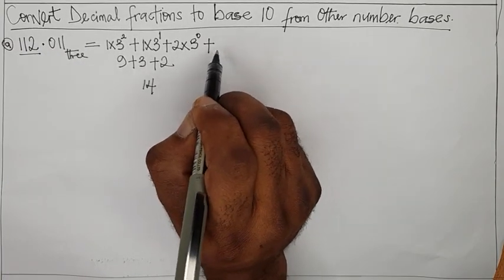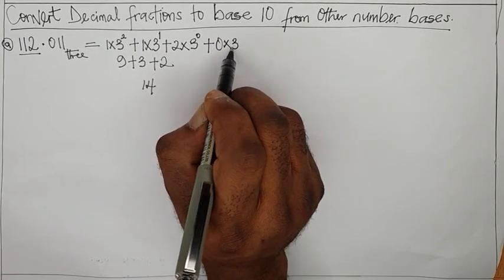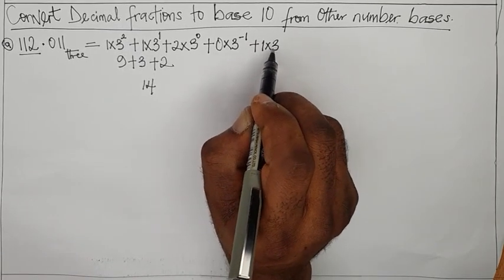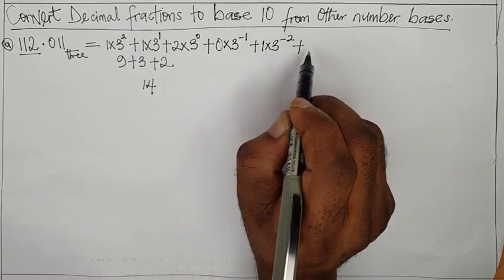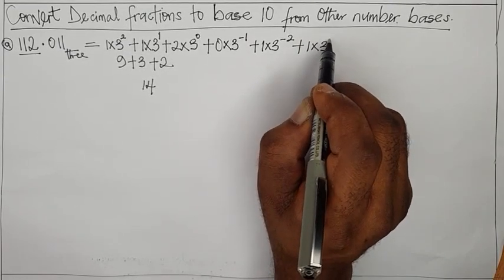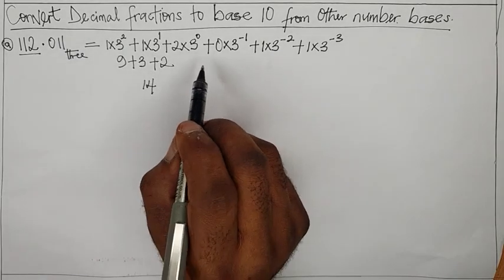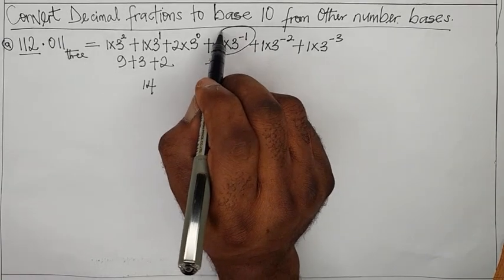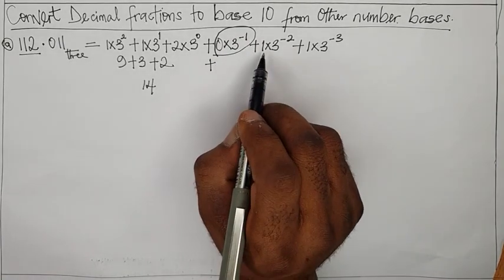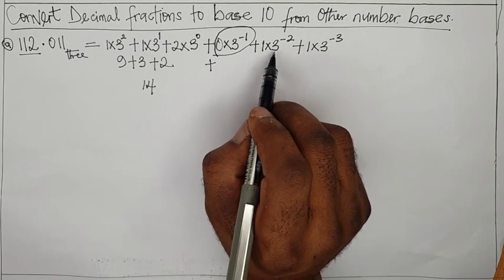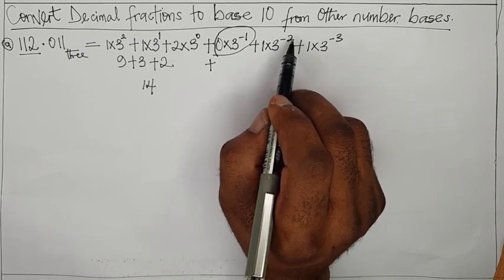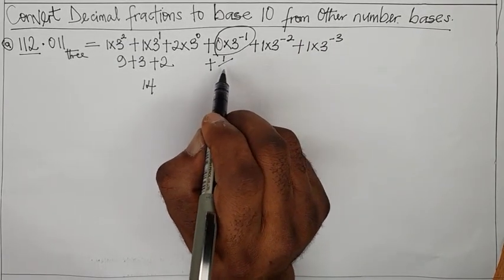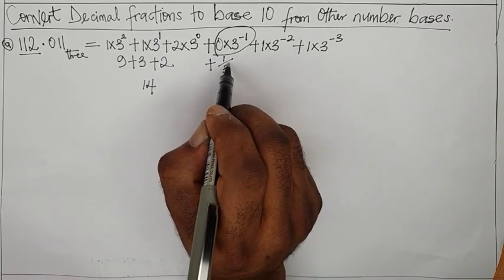So our addition continues as 0 times 3 to the power of negative 1. Add 1 times 3 to the power of negative 2. Add 1 times 3 again to the power of negative 3. Now let's simplify. So here our plus sign comes down. 0 multiplied by anything is 0, so there's no need stressing yourself here. 1 multiplied by 3 raised to the power negative 2. First, 3 raised to the power negative 2, by the law of indices, is the same thing as 1 upon 3 raised to the power 2.